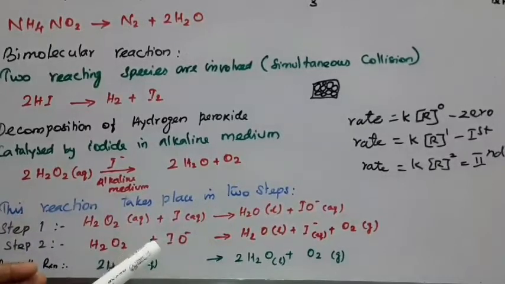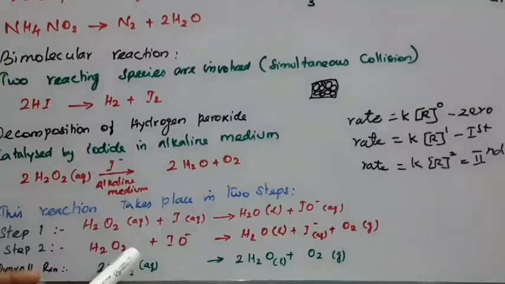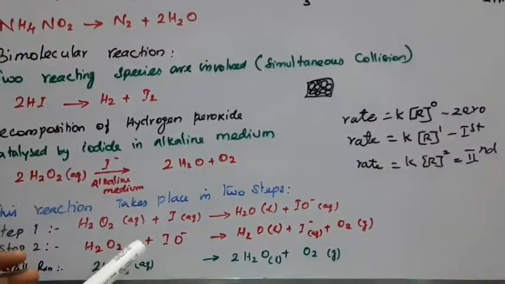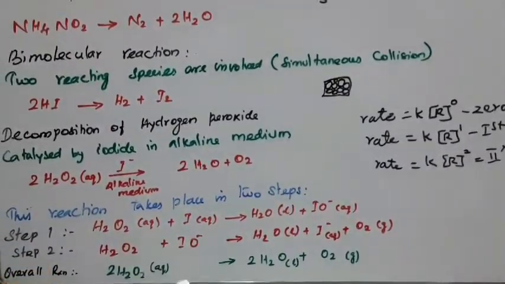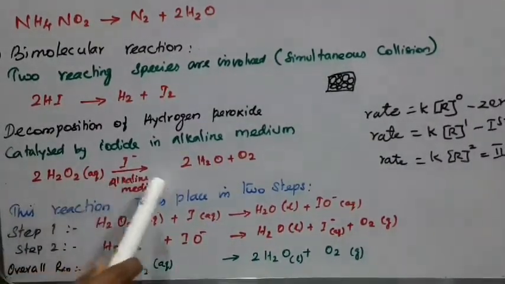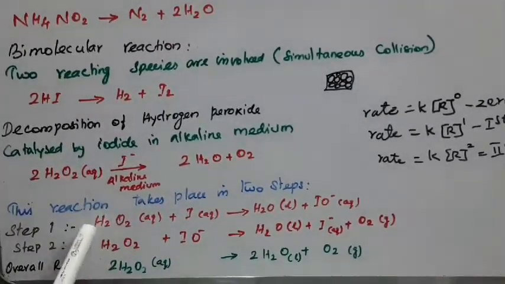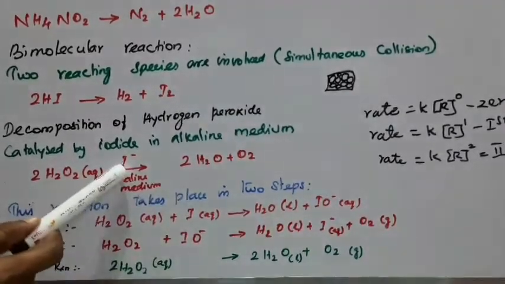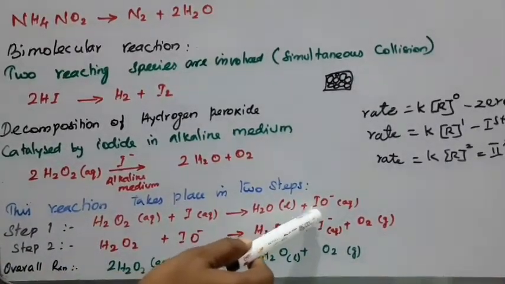elementary reactions. Elementary reactions means that in the overall reaction, the step which controls the rate is called the slowest step, or rate determining step. So that rate determining or slowest step is what we consider. Here, in the first step, hydrogen peroxide reacts with the iodide catalyst to produce water and hypoiodite, IO minus.